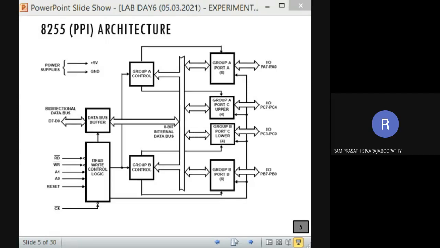A1 A0 can be directly connected with 8255. The other remaining 6 pins, A7, A6, A5, A4, A3, A2, these 6 pins are used to select the chip. What does it mean?